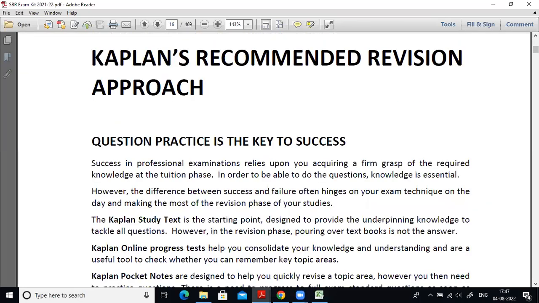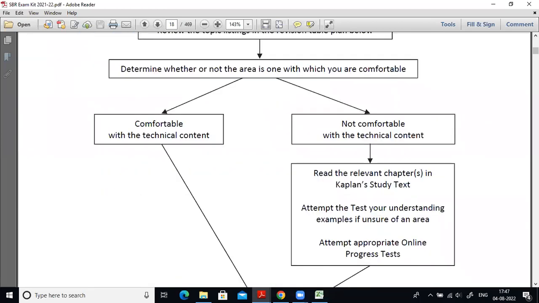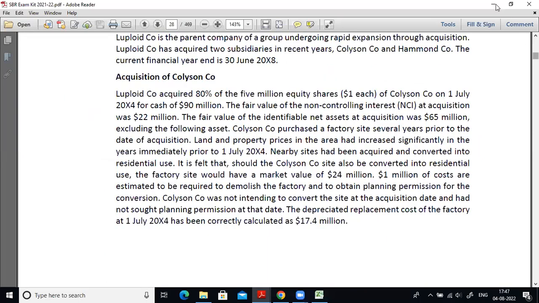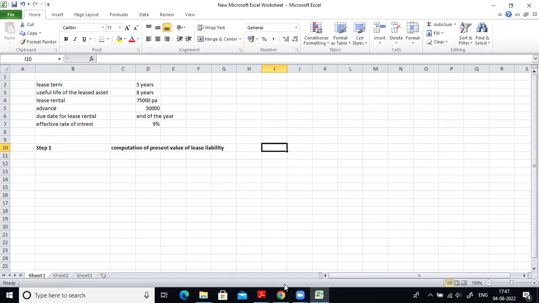Generally, in your examinations, definitely the present value factor will be given. The annuity table will be given, so no need to worry about this.